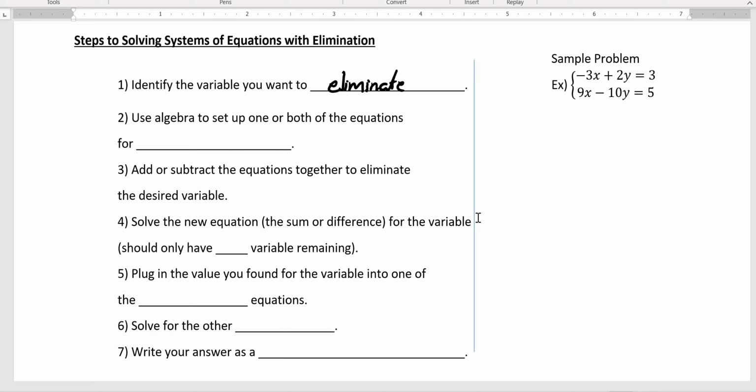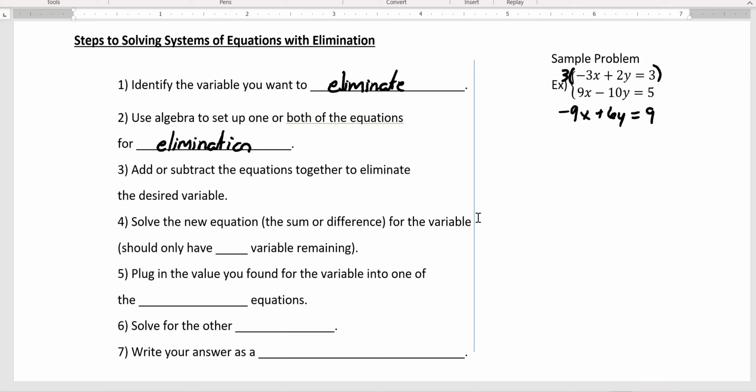If we want to eliminate x, we would need to multiply the top equation by 3. If we want to eliminate y, we need to multiply the top equation by 5. 3 is smaller than 5, so let's just multiply this top equation by 3. And this allows us to eliminate x. This is us using algebra to set up the equations for elimination. So when I multiply that top equation by 3, I'm now going to have negative 9x plus 6y equals 9.